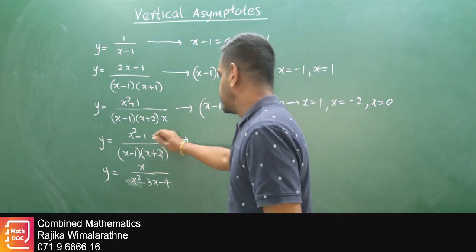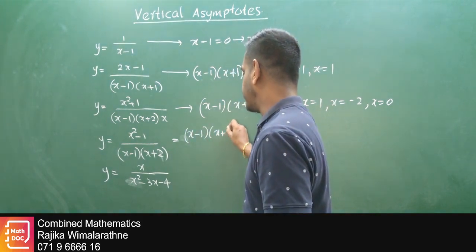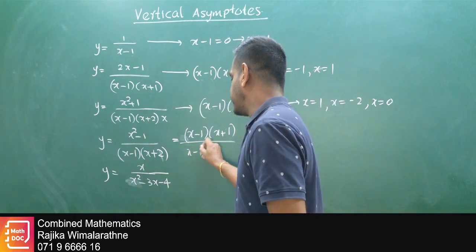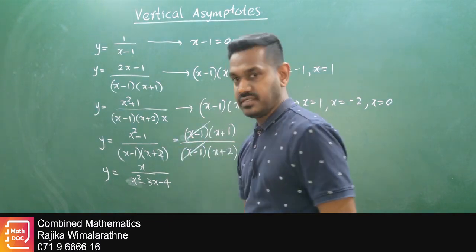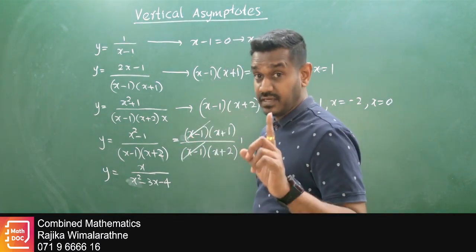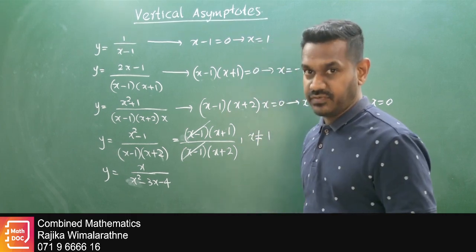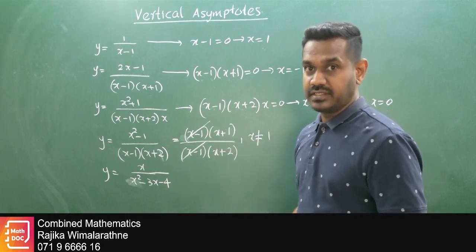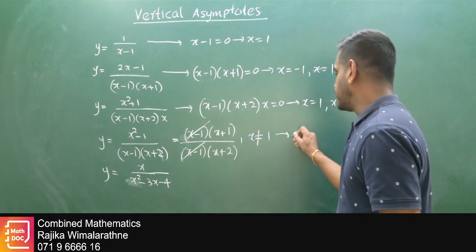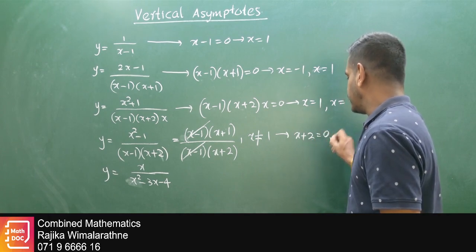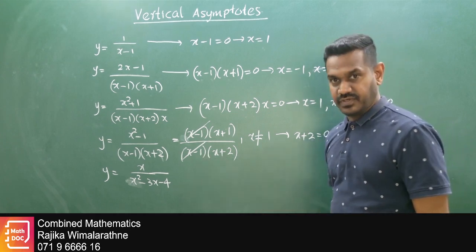Then you take this one and factorize the numerator: x minus 1 and x plus 1. Here, x minus 1 and x plus 2. So here we have a common factor. You cancel it, but when you cancel a common factor, you say x not equal to 1. That is a hole in the function. Anyway, now take the denominator x plus 2 equals 0, x equals minus 2. Here is the vertical asymptote. This one is not a vertical asymptote.